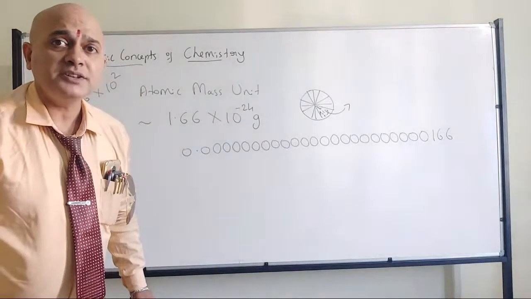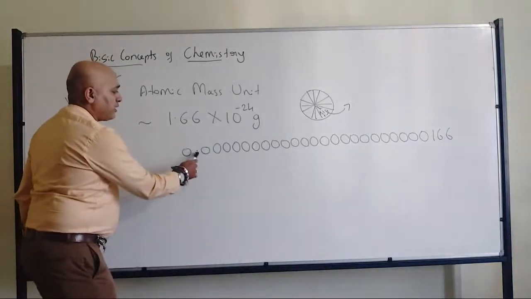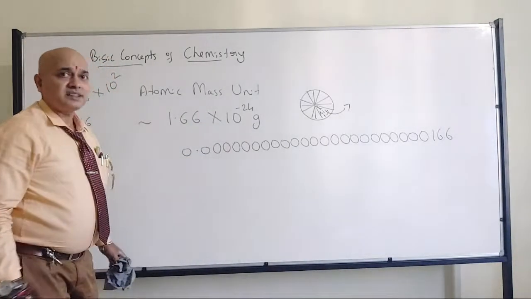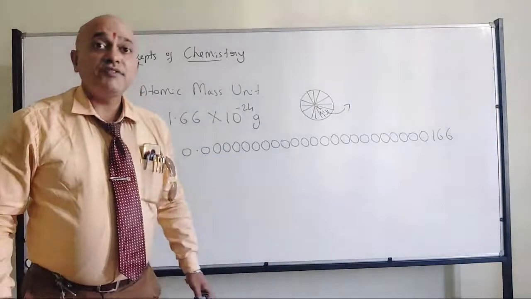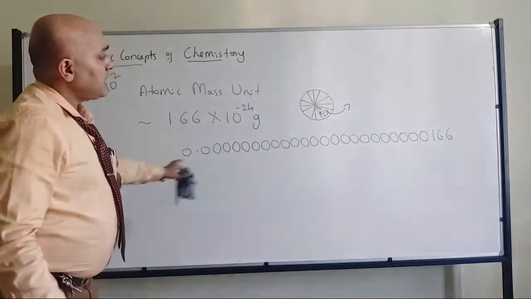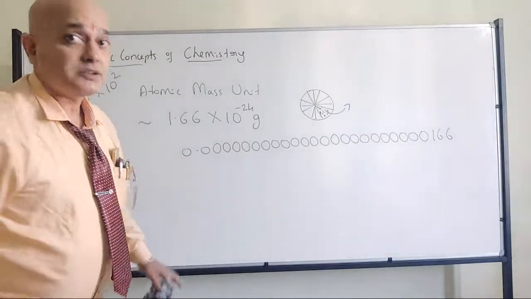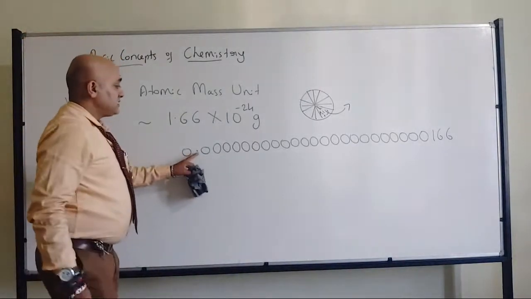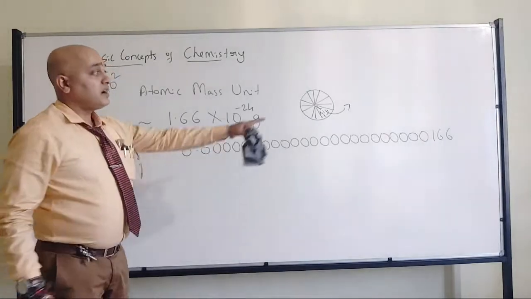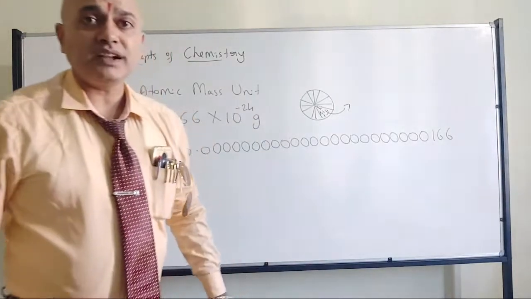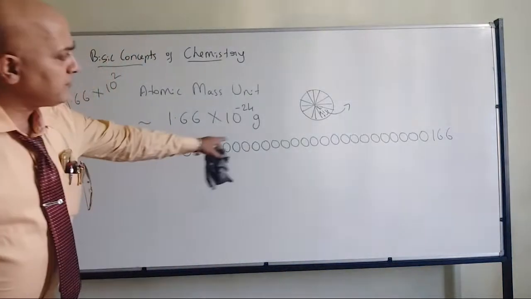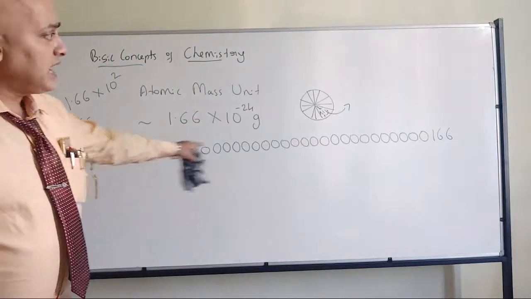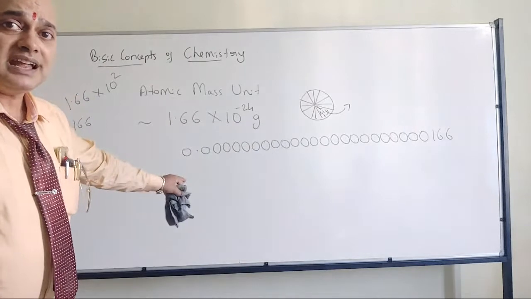Can you imagine? Why have I taken the decimal point here, 166 on the other side? Because it is minus 24. If it is plus 24, whatever I had written earlier was correct, but it is minus 24. So the decimal point should be here. After that 166 will come. All of you have understood? Such a small value. Can you imagine? Every time, can we represent it like this?